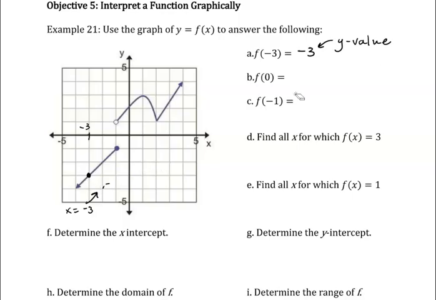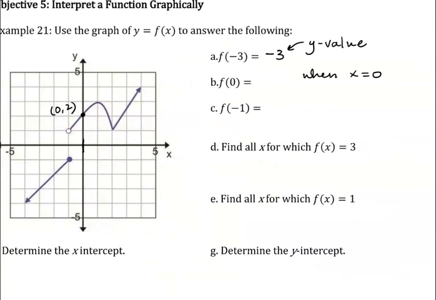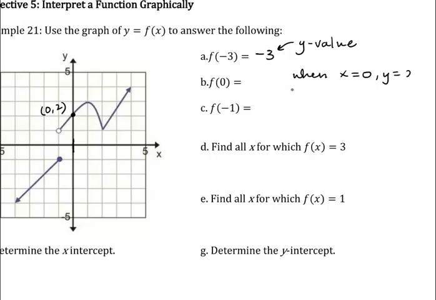Let's see what happens when x is 0. When x equals 0, what y value do we get out? Well, when x is 0, I can see this point that looks like, I'm just going to say, about 0, 2. So when x is 0, y equals 2. So f of 0 is 2. When we plug in 0, we get out 2.